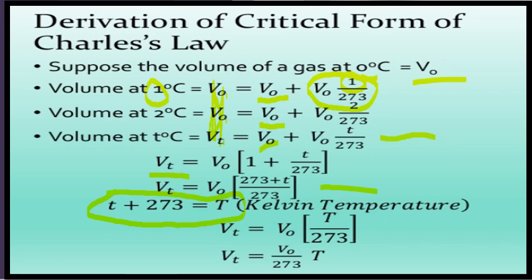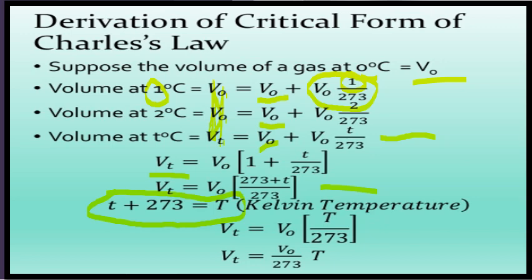So you can write the volume at temperature T as equal to the original volume times the bracket, that is, 273 plus T upon 273, right? Or you can write it like this, that Vt is equal to V naught upon 273 times T. So for every 1 degree rise, there will be an increase in the volume by the factor of 273. You can put in the value and calculate it.